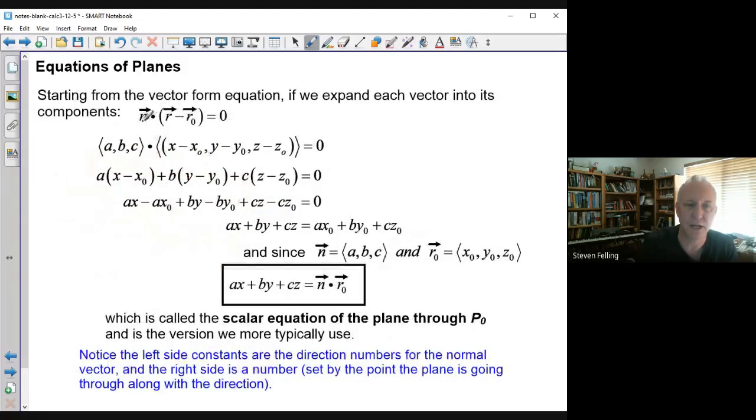If we start with the fact that n dot r minus r0 has to be 0, and we expand out what those are in terms of their components, the normal vector is a, b, c for its components, the r vector is x, y, z, and the r0 vector is x0, y0, z0. So the difference between these vectors would be x minus x0, y minus y0, z minus z0. Okay, and then if we decided to take the dot product of those two things, that means a times x minus x0 plus b times y minus y0 plus c times z minus z0 would have to be equal to 0.